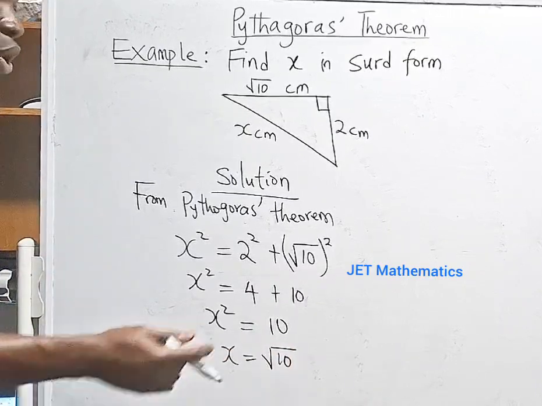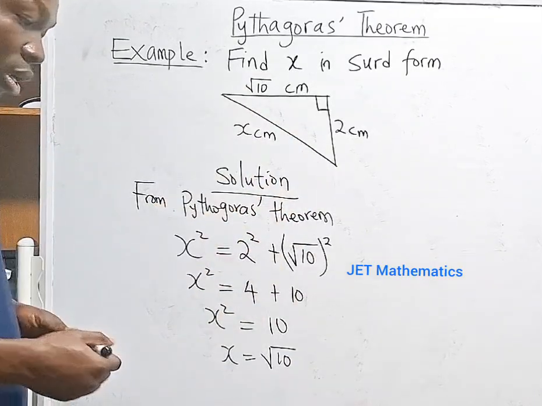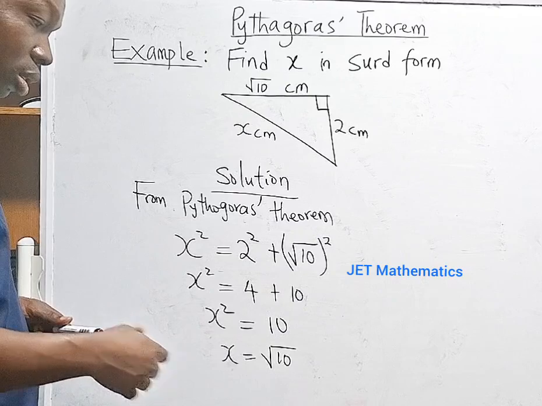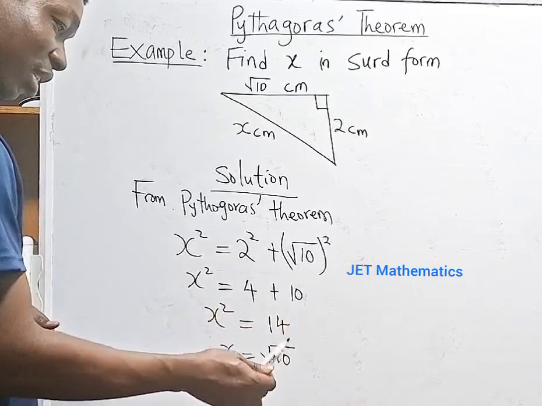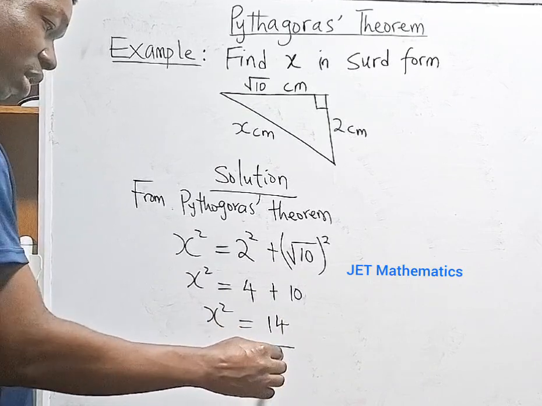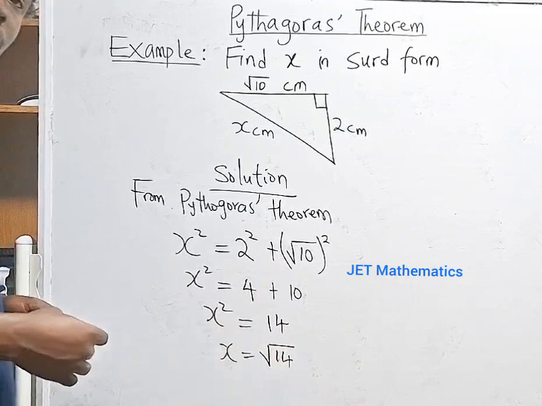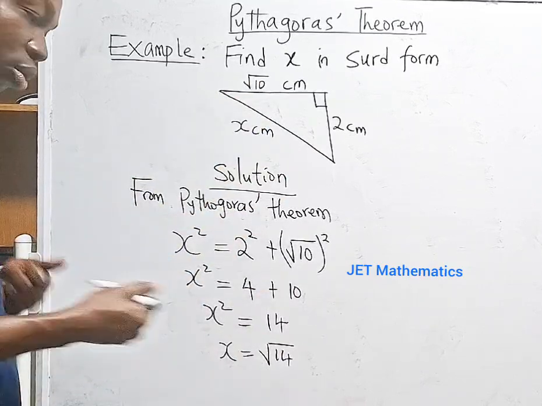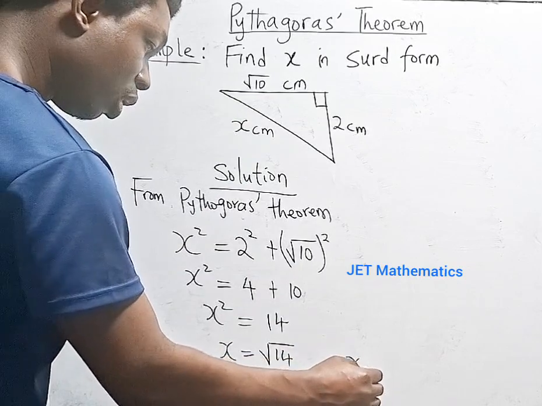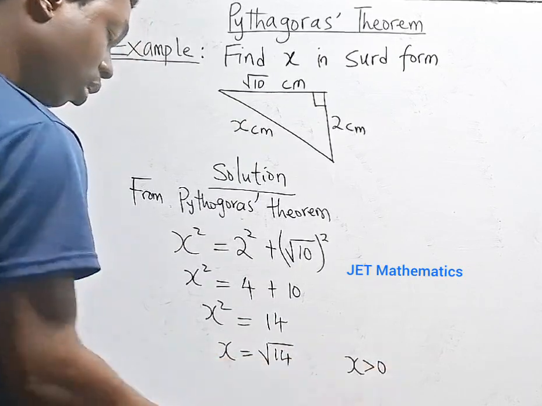And I told you, because we are dealing with length, sorry, here is 14. I don't know why I wrote 10. So here gives us 14 as well. So remember, we are dealing with length, so we only use the positive square root. So s is always greater than 0.